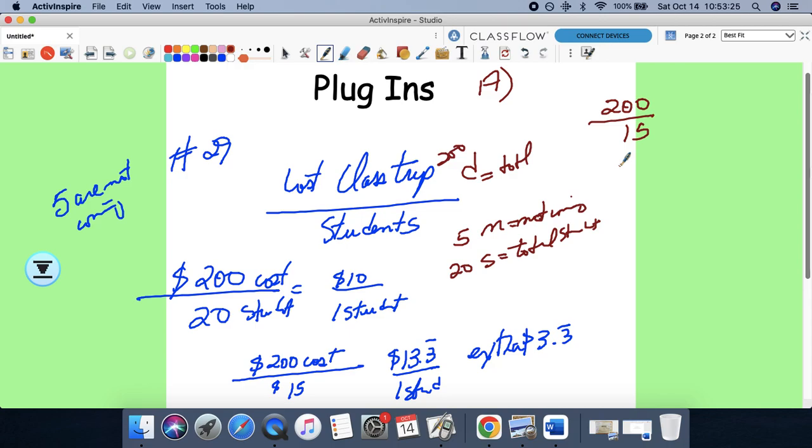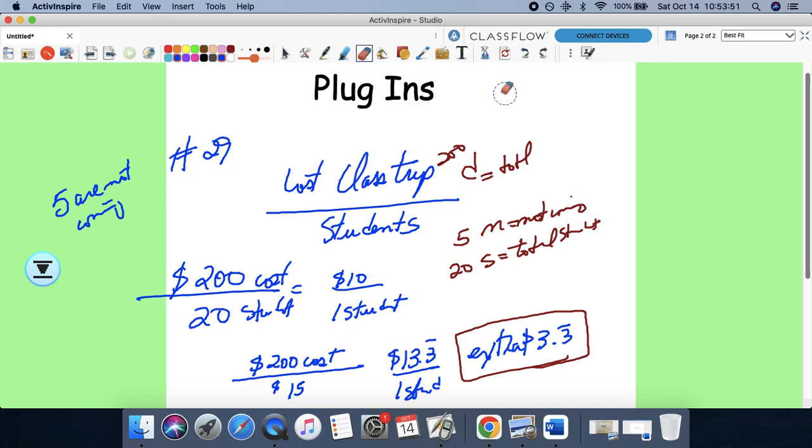200 divided by 15 does not give me, so if you divide 200 divided by 15, it gives me how much the new charge is, but it doesn't give me the extra. I'm looking for one of the equations to give me this value here, 3.3, the extra money that they have to pay because the 5 people are not coming. So that is, is it A? It's not A. Let's try B.